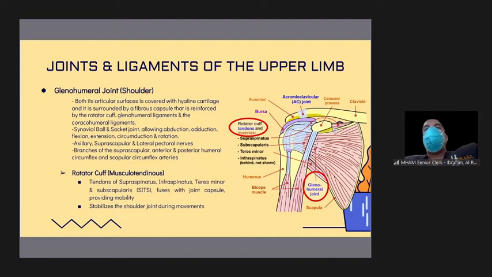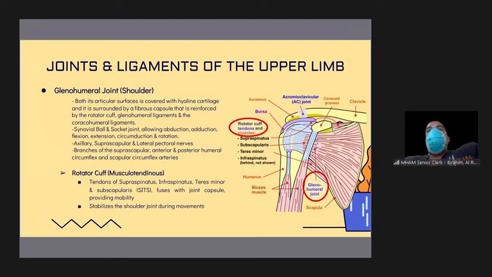Also, in this joint, we have a cavity that is deepened by a fibrocartilaginous glenoid labrum. So what is this? The glenoid labrum communicates with the subscapular bursa and allows adduction, flexion, and extension, and also circumduction and rotation. The joint is also innervated by three nerves: the axillary, the suprascapular, and the lateral pectoral nerve. This joint receives blood from the branches of the suprascapular, anterior and posterior humeral circumflex, and scapular circumflex arteries.